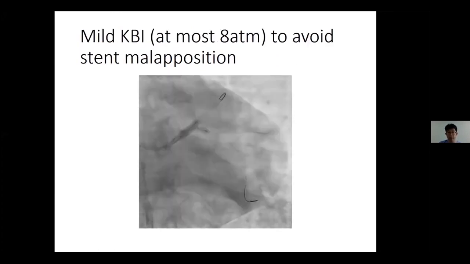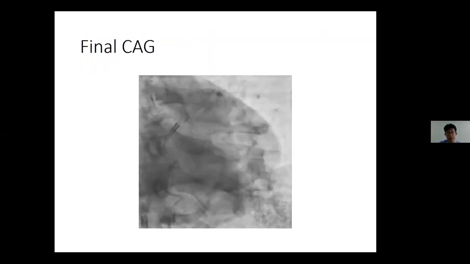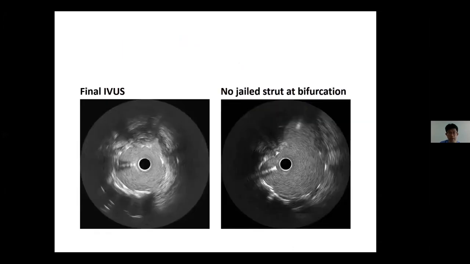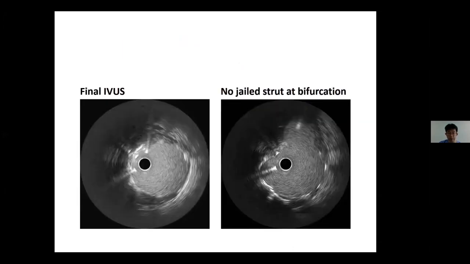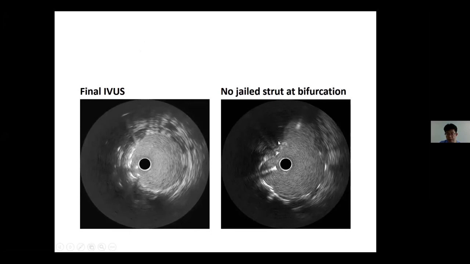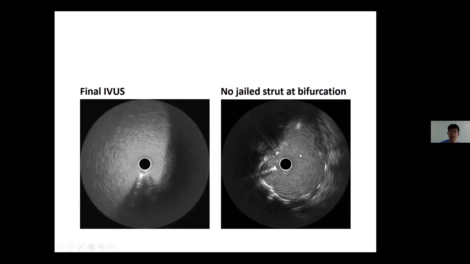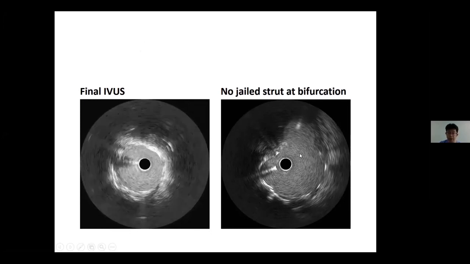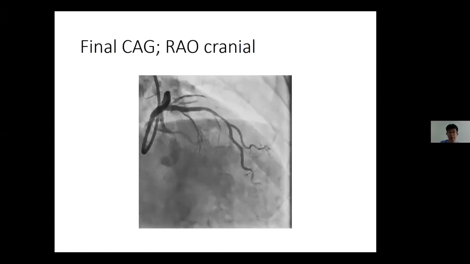Finally, we should perform a kissing balloon inflation. I like a mild kissing balloon inflation, at most 8 to 18 atmospheres, to avoid stent malposition. Finally, this image here is with the final IVUS. So no jailed stent strut at the bifurcation is very important. If the stent is jailed here, a jailed strut is a risk of bad clinical course. This is the final image here.